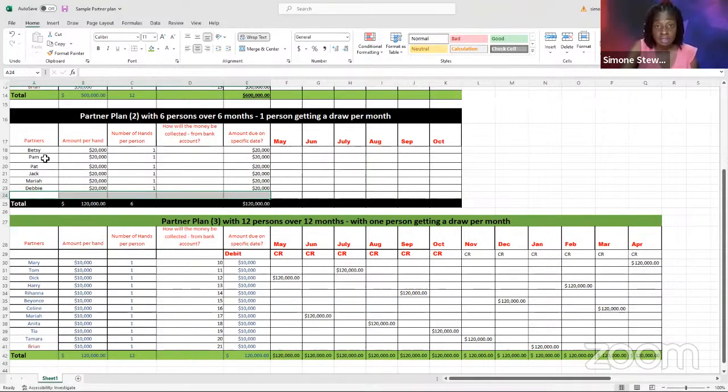So 6 persons said we can do it and we are going to come up with $20,000. So in other words, Betsy, Pam, Pat, Jack, Mariah, and Debbie say we can find $20,000 each month, right, for 6 months. And the 6, if you add it up, it comes to 120,000. Again, you will decide how you are going to get that money from each person on a fixed date of the month.